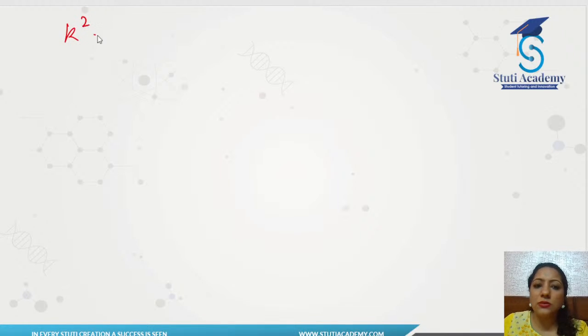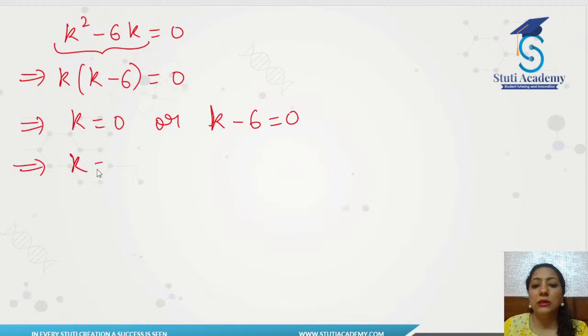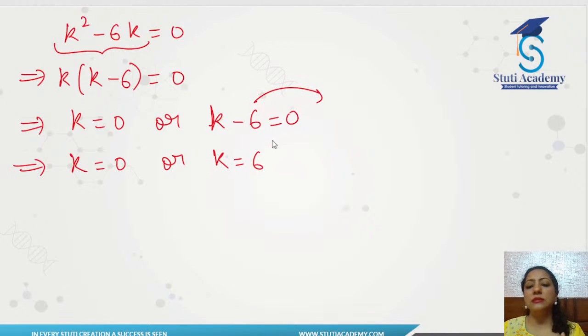When we have k square minus 6k equal to 0, as we can see, we can take k common and we'll get k minus 6 is equal to 0. So we can say either k is 0 or k minus 6 is equal to 0. Or we can say either k equal to 0 or k is equal to positive 6. We can take this minus 6 on the right hand side. We will get positive 6.